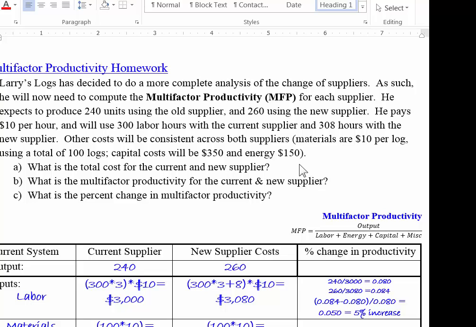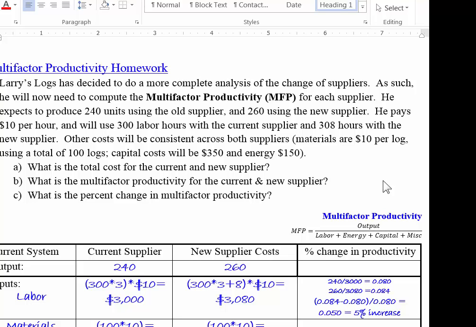And the way we can tell that is because in the write-up of the problem he is talking about various units of labor, energy, materials, etc. And he wants to see if it's worthwhile to switch to the new supplier. So in reading the problem, Larry's Logs has decided to do a more complete analysis of changing suppliers. As such, he will need to compute the multi-factor productivity for each supplier.